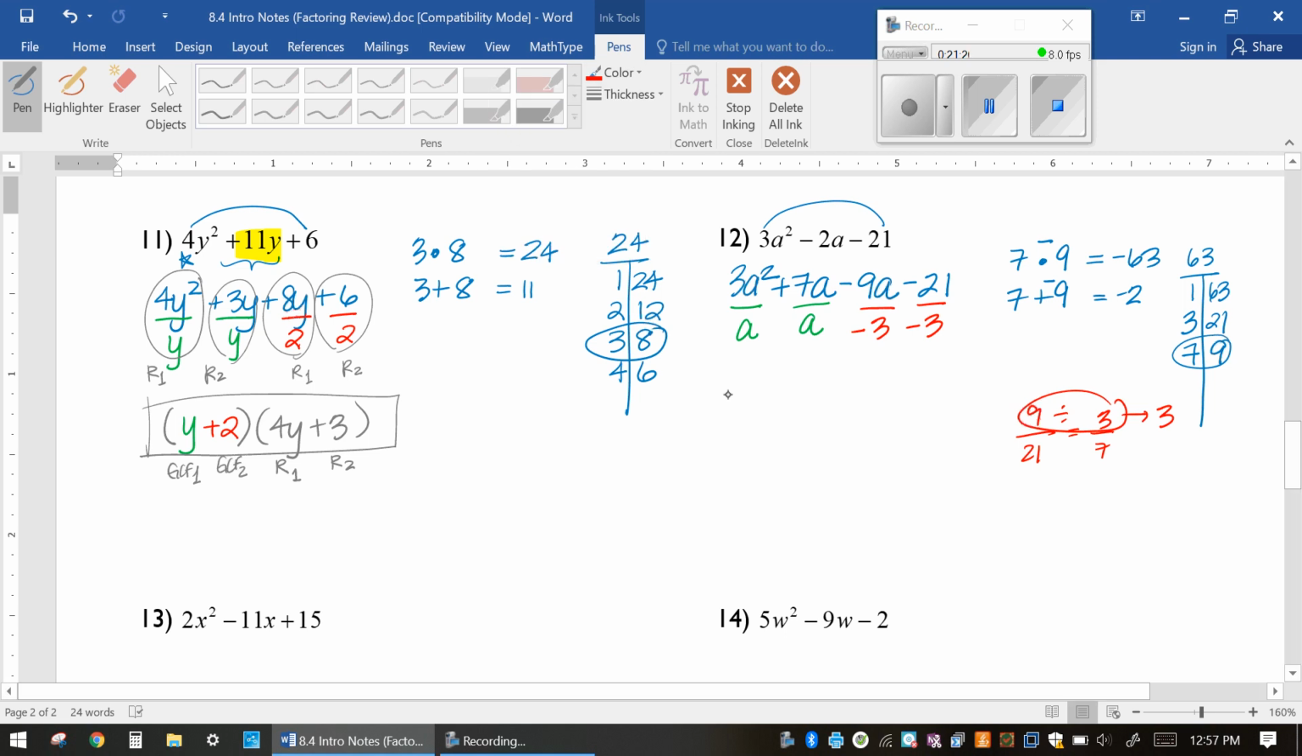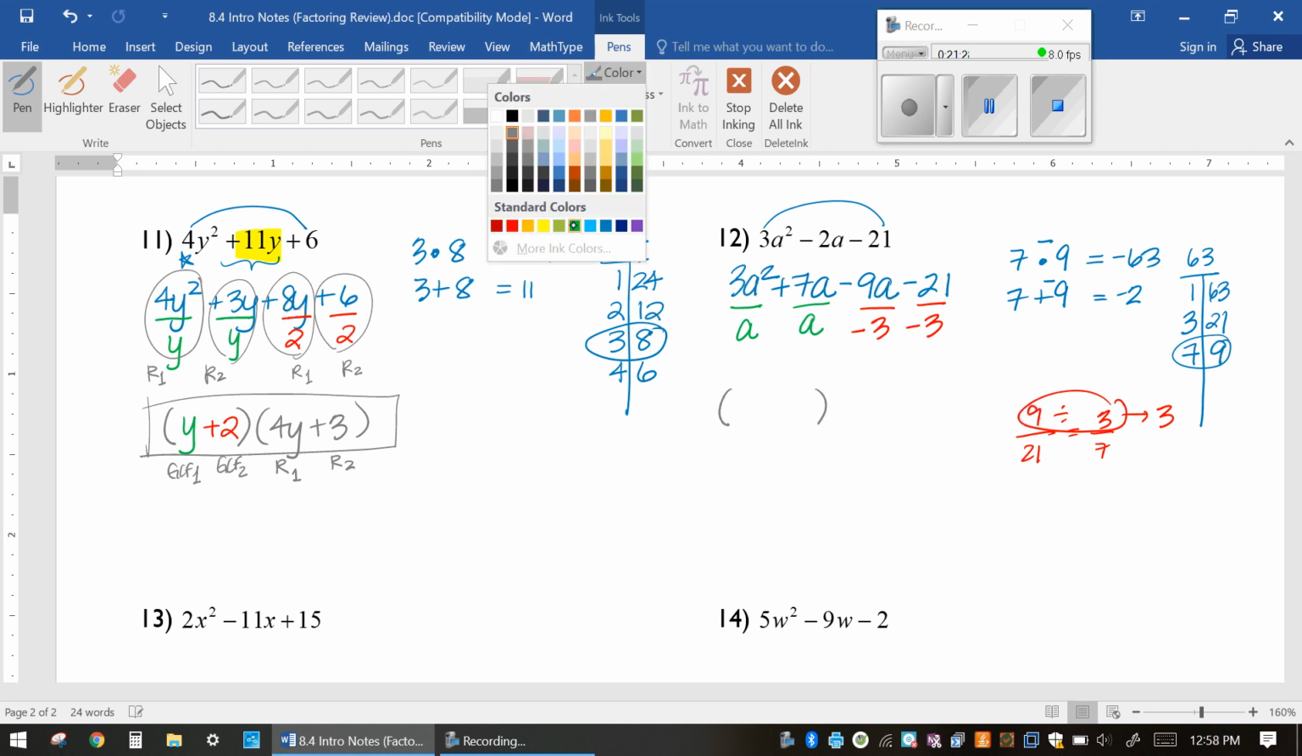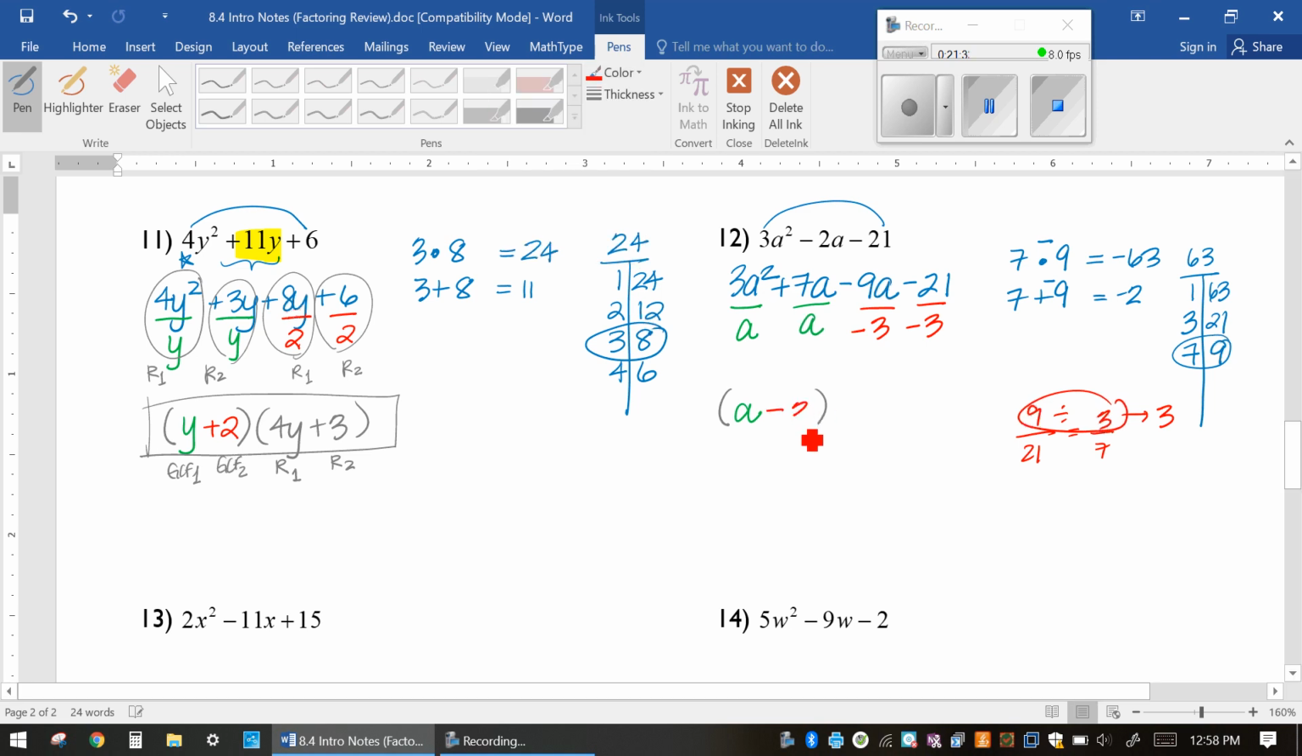Okay, for your answer, you're going to have your first GCF, your second GCF, and then in the second binomial, the remainders after you divide these. Remainder 1, remainder 2. 3a squared divided by a is 3a. 7a divided by a is 7.